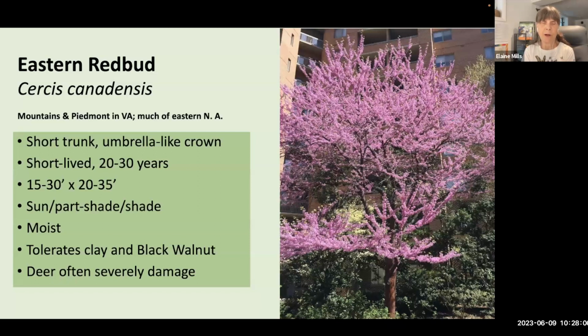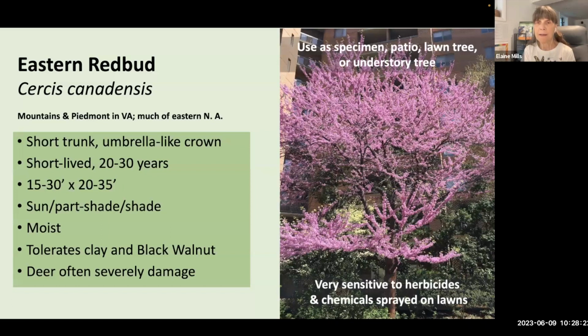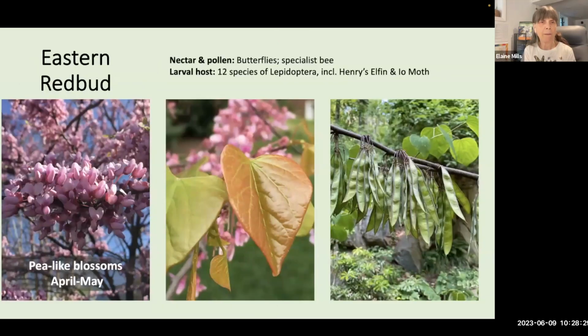It can survive very well in a range of sun exposures, as you see, from full sun to full shade. It's very attractive as a specimen, patio or lawn tree, an understory tree in a forested area. Note that it is very sensitive to herbicides and chemicals that are sprayed on lawns. Eastern redbud has pea-like blossoms from April to May, and they exhibit a very unusual growth pattern referred to as cauliflory.